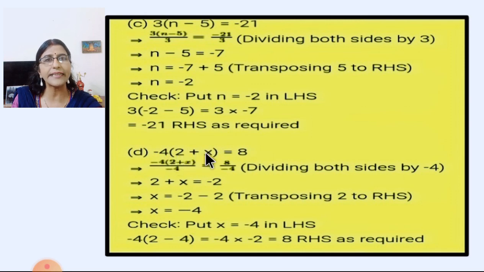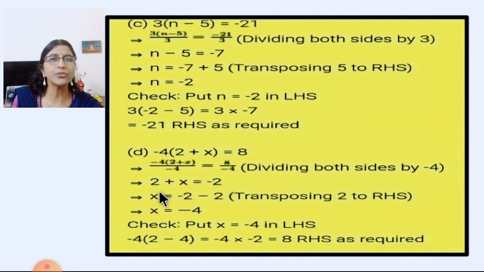Now next one also same method. Minus 4 bracket 2 plus x is equal to 8. So this minus 4 is outside and this is in bracket. So this minus 4 first we have to remove. For that we have to divide both the sides by minus 4. So you can see here minus 4 will be cut. You will get 2 plus x is equal to minus 2.